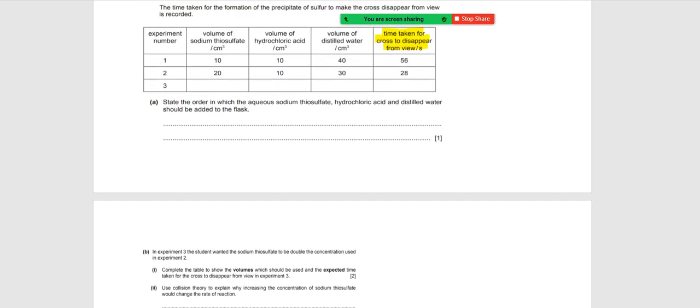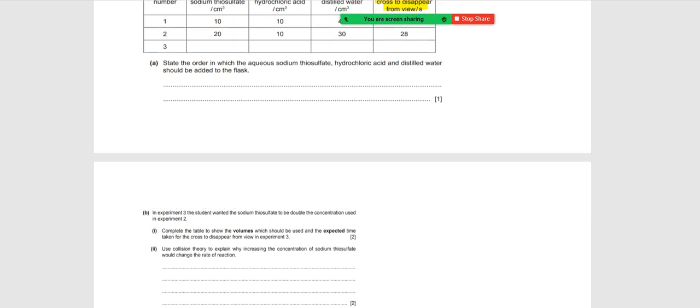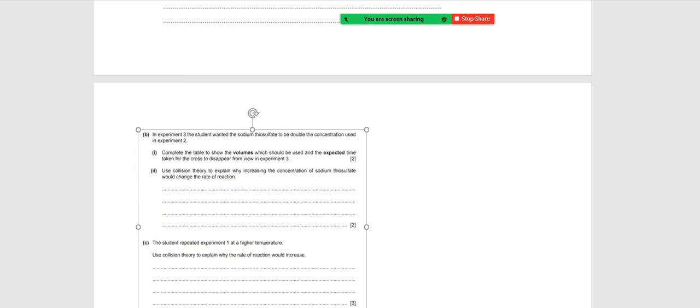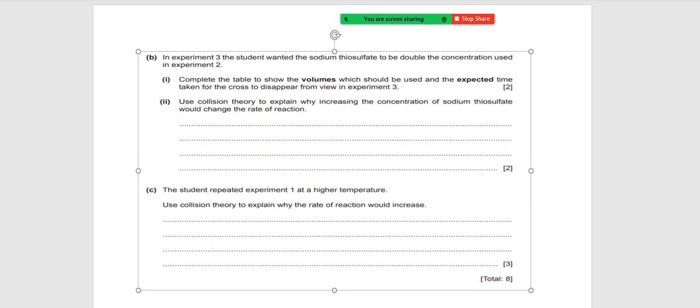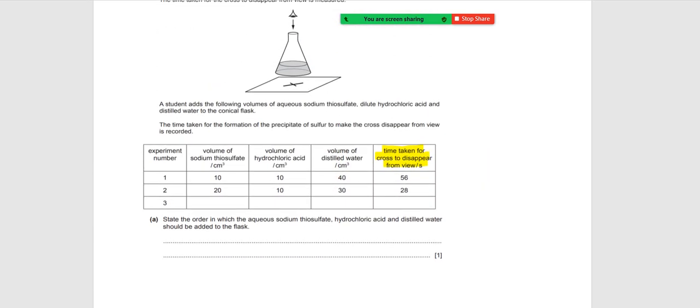Now I want you to read this carefully. Read question A carefully. Do you understand what question A is asking you or not? The thing about the order, so meaning, who do you put in first? You have to add in 3 things: sodium thiosulfate, hydrochloric acid, and distilled water. Why do you add distilled water? You see, the distilled water is mixed together with the sodium thiosulfate. This is to dilute it.